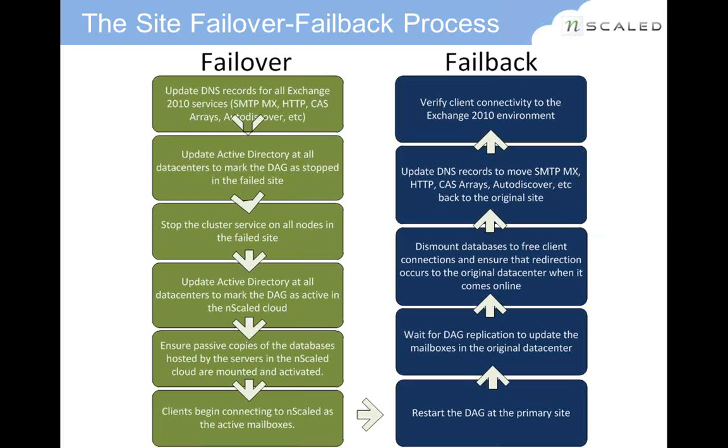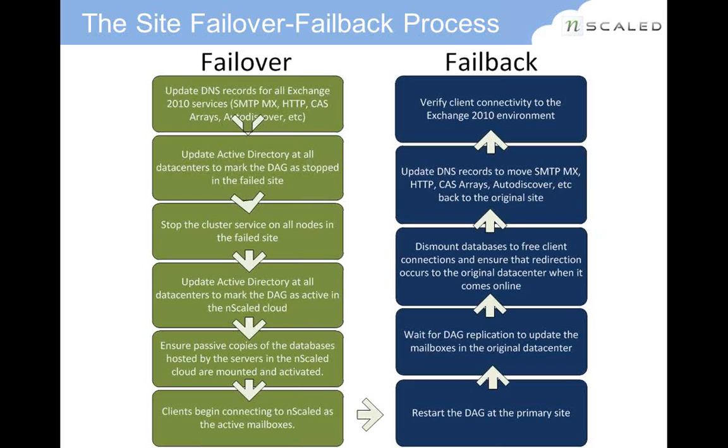So after you've failed over, now you've been running on the cloud and you've decided, okay, we figured out what was going on, we figured out what the failure was, now we need to fail back. The first thing you're going to do is restart the database availability group at the primary site, the original site that it was running at, and wait for DAG replication to update the mailboxes. So essentially replication is going the other way now. The active mailboxes, the databases, they're on the cloud side, and the passive ones are on the local data center side, and you're going to wait for those mailboxes to update and replicate.